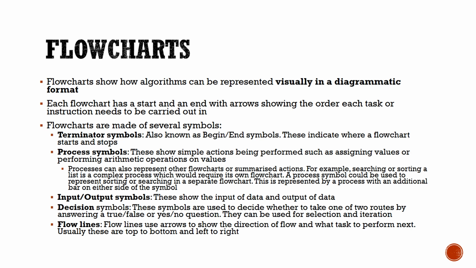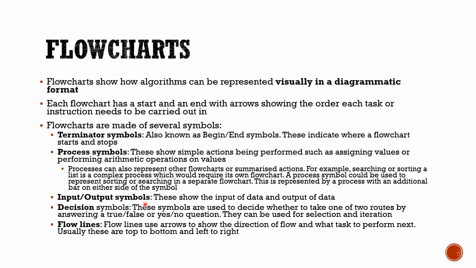So we will be having the terminator symbol, also known as the begin-end symbol. This indicates where a flowchart starts or stops. Process symbol: these show simple actions being performed, such as assigning a value or performing arithmetic operations on a value. So all the process-related things, if we are changing some values, opening some file, or doing some process, all the process-related instructions will go in the process symbol.